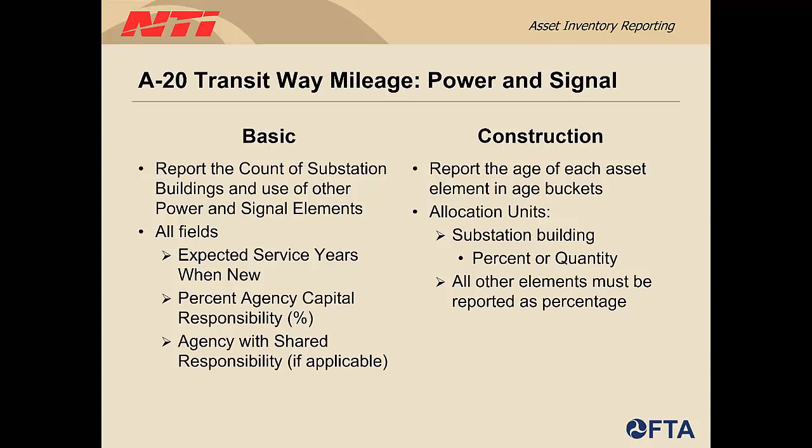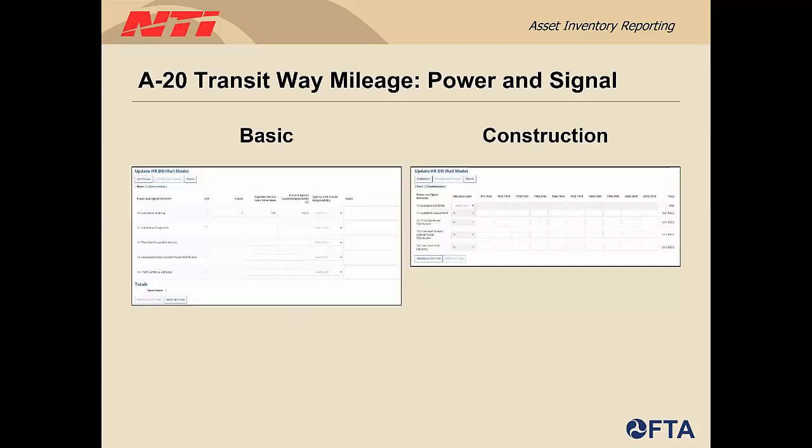For the construction section for power and signal, you can report the age for substations by either a percentage or quantity in the particular age buckets. For the other power and signal elements, you must report them across the appropriate age buckets by the percentage. Here again are some screenshots of the power and signal section. If you don't have a particular power and signal element for the mode that you're reporting on, similar to the Guideways section, you can select the NA checkbox, and that again will indicate that there is no data to report for that element.